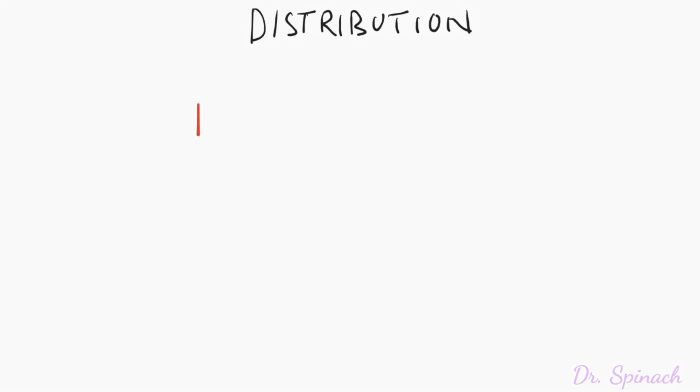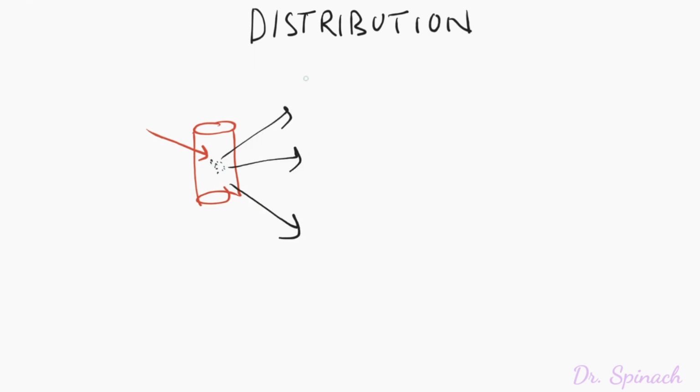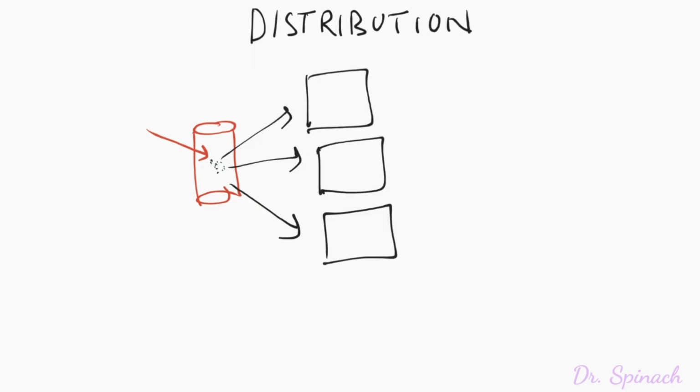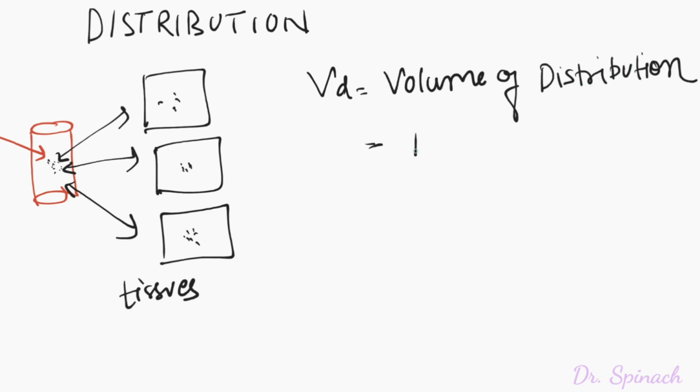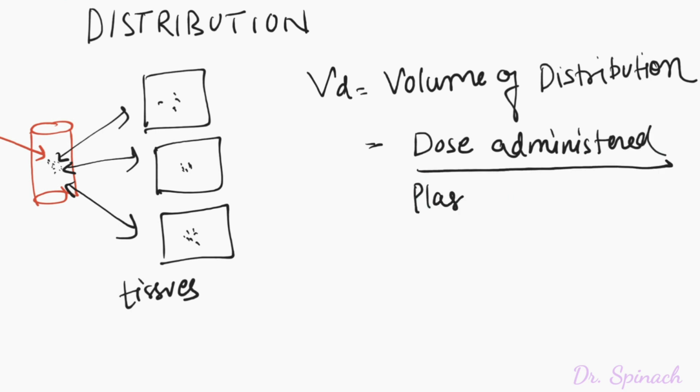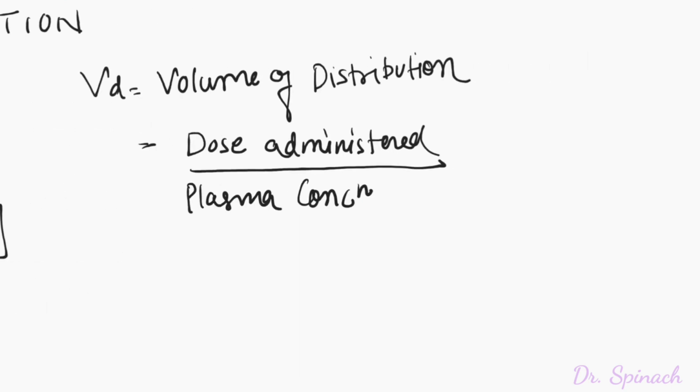Beginning with distribution. After the drug gets absorbed into the bloodstream, it gets distributed to other body tissues and organs that initially had no drug until the equilibrium is maintained. This drug that's distributed in the body is measured by VD, that is the volume of distribution, the formula for which is dose administered by any route upon the plasma concentration achieved.